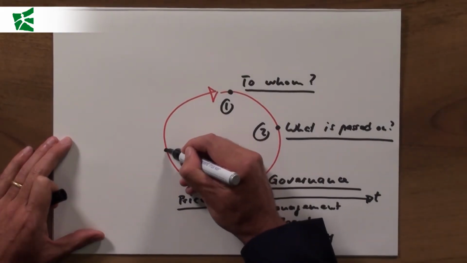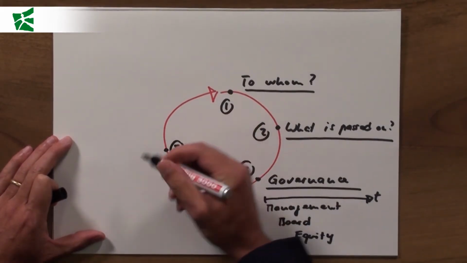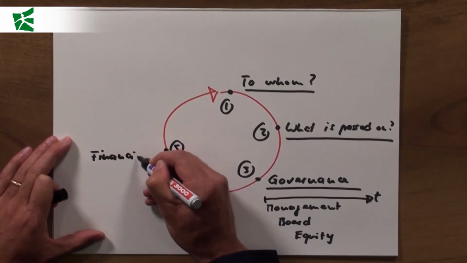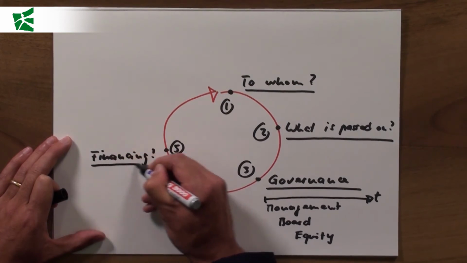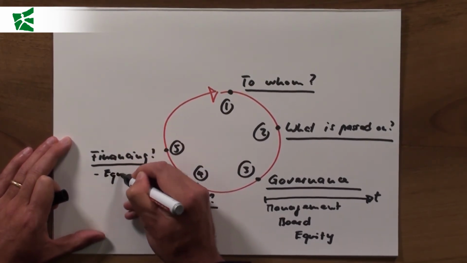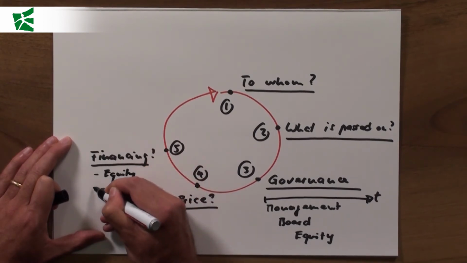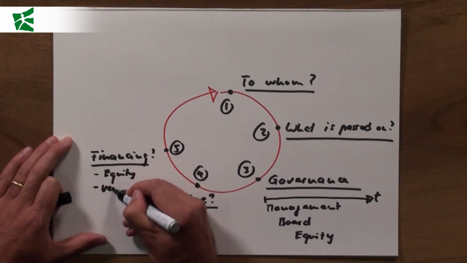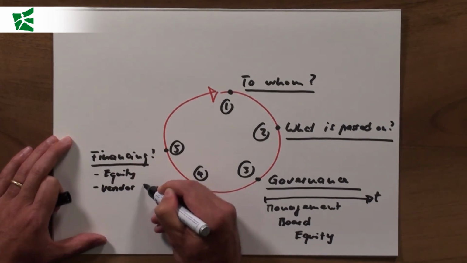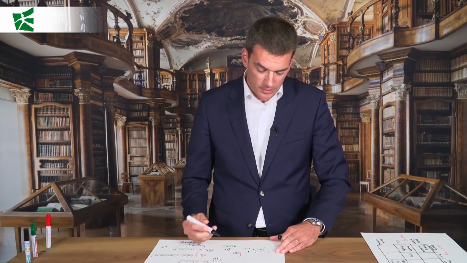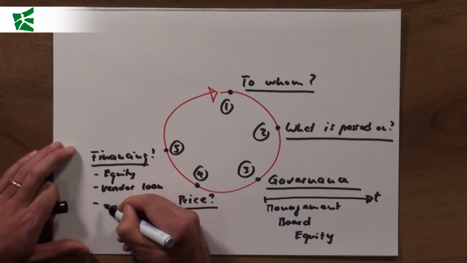And the fifth question then is, how do we finance a transition? And here we typically see a mix of equity, so equity by the new owner, his or her own money. Secondly, we also see vendor loans, so the vendor actually supporting the deal by giving a loan to the new successor. And thirdly, a bank loan.